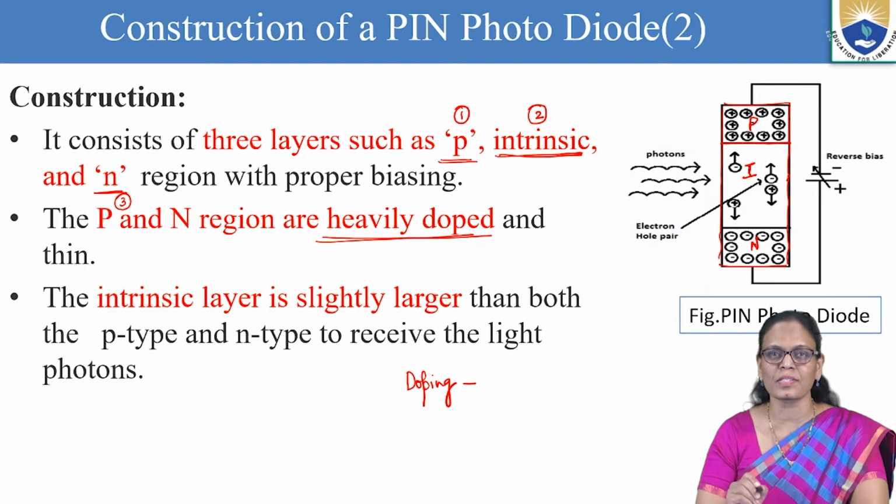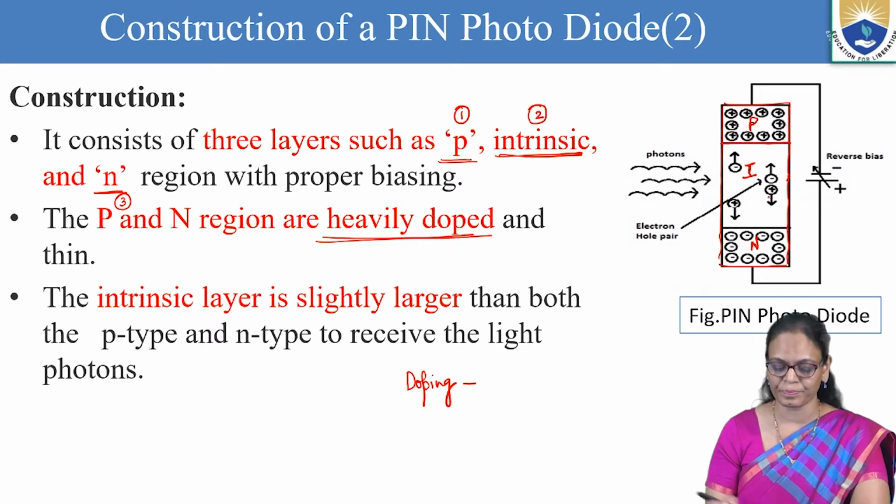Doping is a process of adding an impurity to a semiconductor. So when I take P-type semiconductor, means we have added a trivalent impurity. And when we are talking about N-type, we have added a pentavalent impurity. So heavy doping here means the concentration of impurity atoms that are added are high. Then only you say it is heavily doped. So we are taking these two regions, the P region and the N region, they are heavily doped.